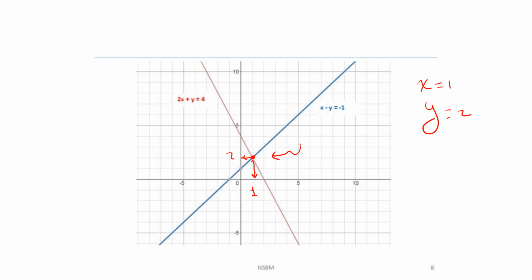So these are the three methods that we can use for solving simultaneous equations. The fourth method is by constructing a matrix form, and this is what we're going to learn in the next video.